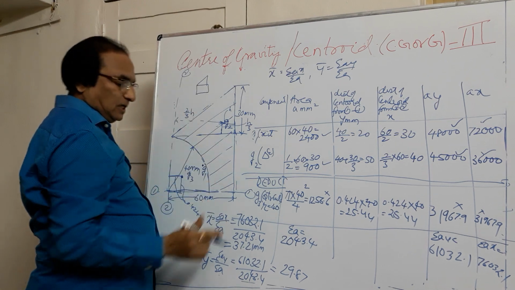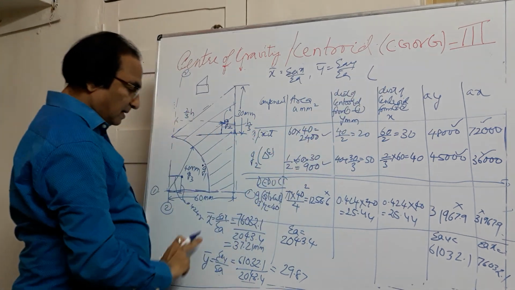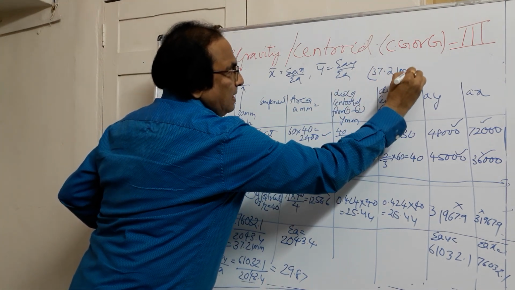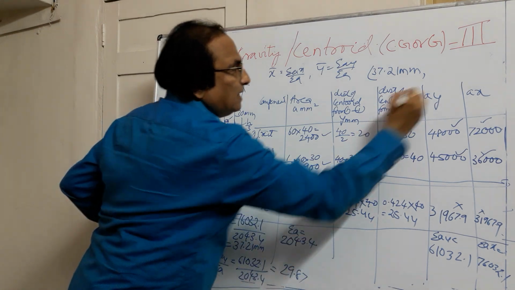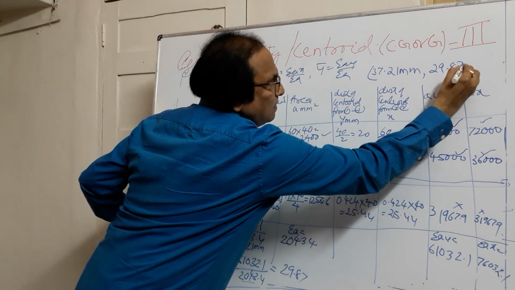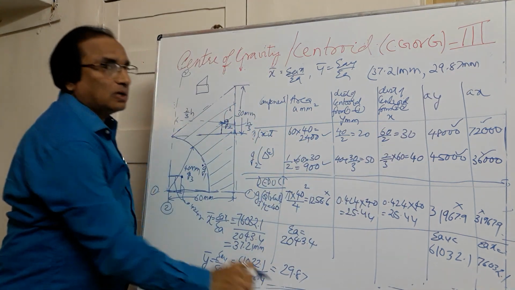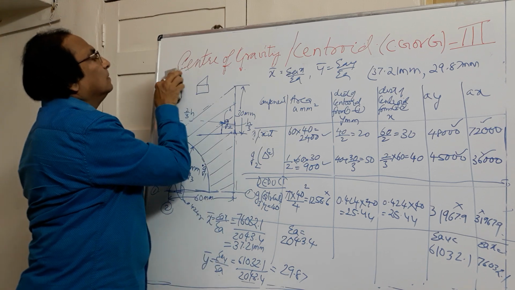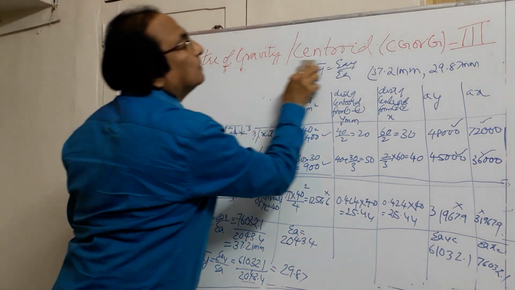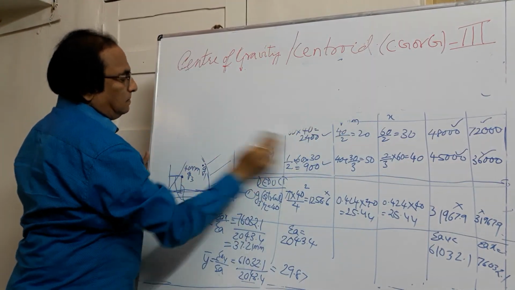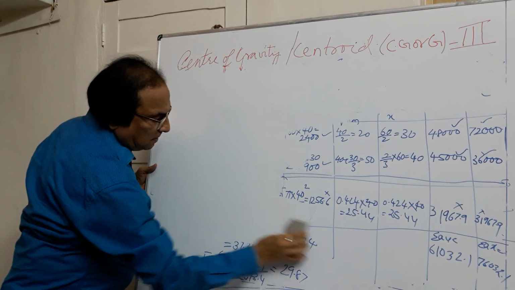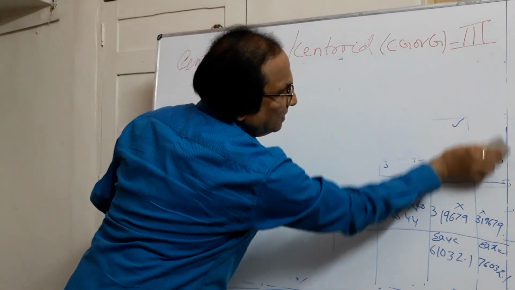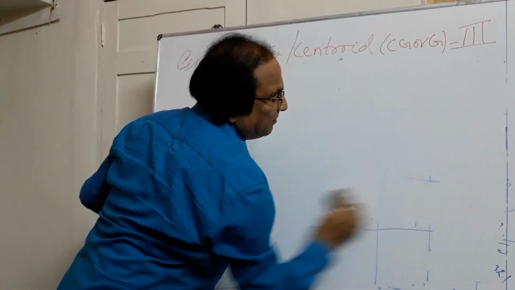So the coordinates of the centroid of this figure are x bar and y bar. So x bar is here 37.21 mm and y bar is 29.87. So this is how you will have to look at the centroid of punched out area. We'll take up another example to again find out the centroid of the shaded area. Again, this is a punched out type of figure.